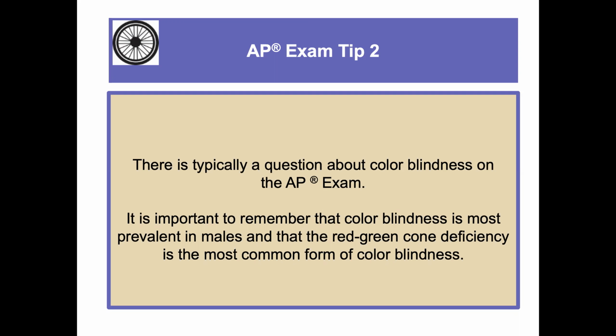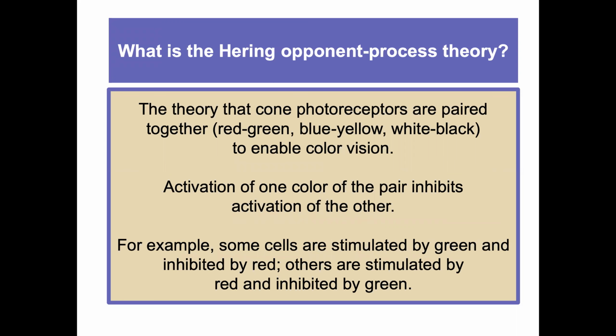So the other theory that we're going to go over is the Hering opponent process theory. So Hering, after Young and Helmholtz came up with their theory, decided, well, this doesn't seem to cover everything. So Hering thought photoreceptors were paired together to enable color vision. So red, green, blue, yellow, white, black. Activation of one color of the pair inhibits activation of the other. So for example, some cells are stimulated by green and inhibited by red. Others are stimulated by red and inhibited by green.